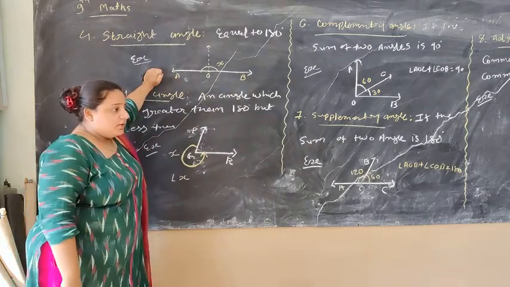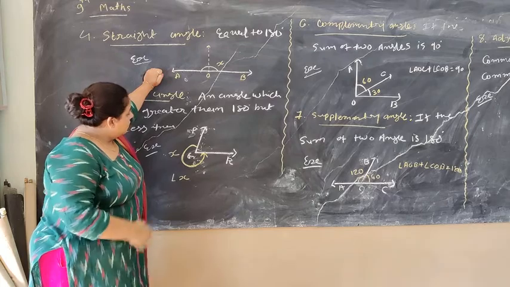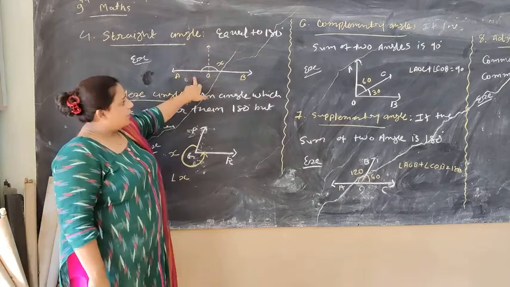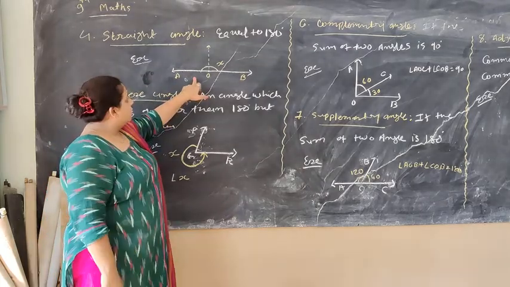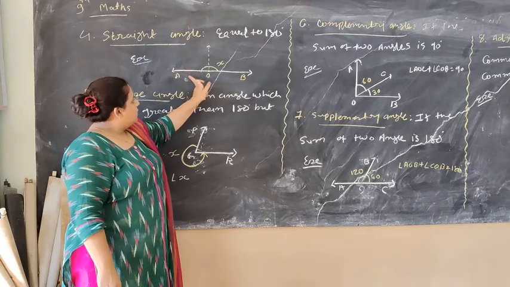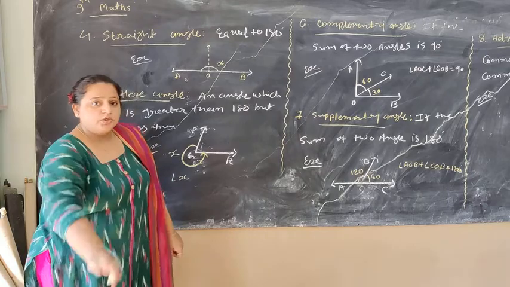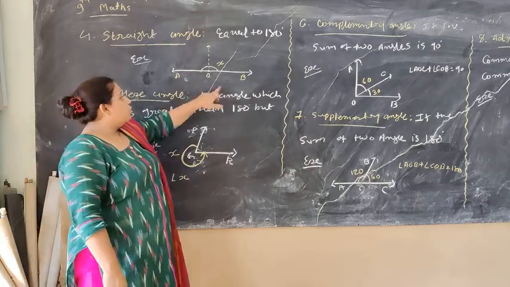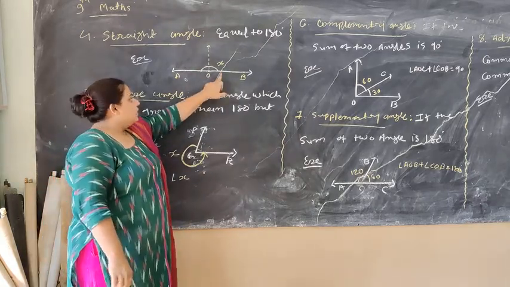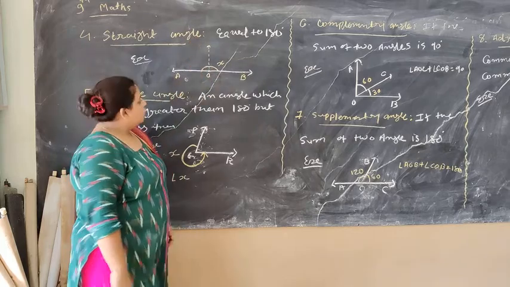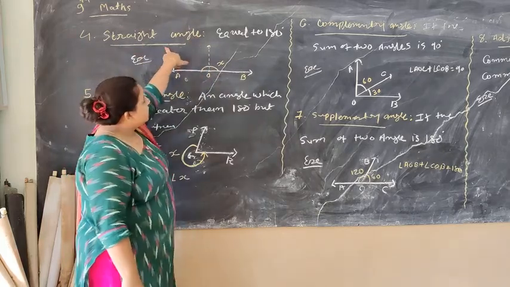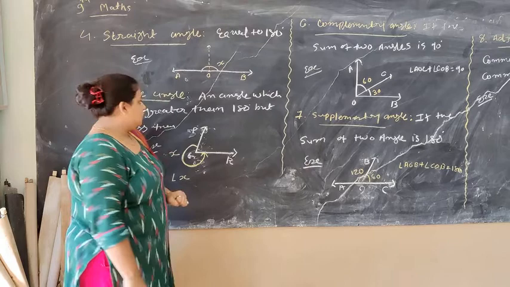If you use what I said, a cone marker or a protractor, you can see that from A to B you will get a total of 180. So it is known as a straight angle. On both sides it will be 180, down also and upper also. So a straight angle means equal to 180.